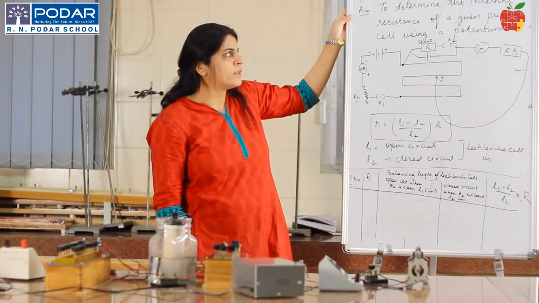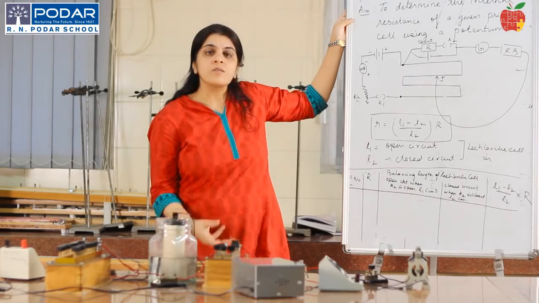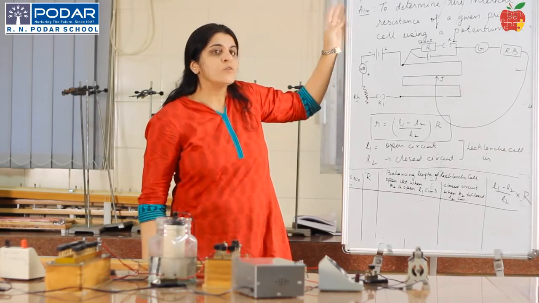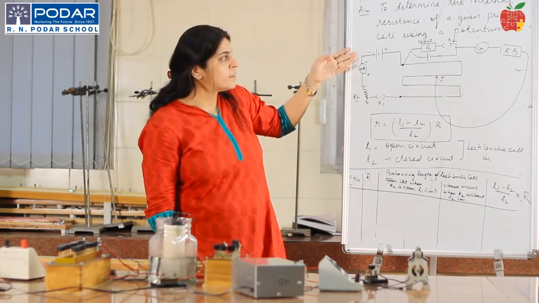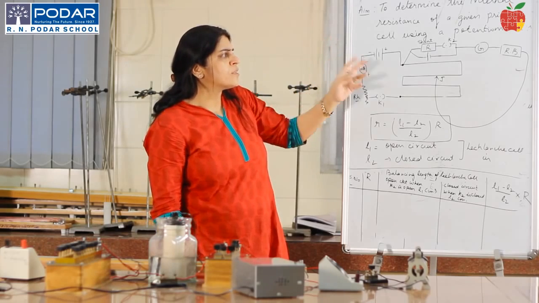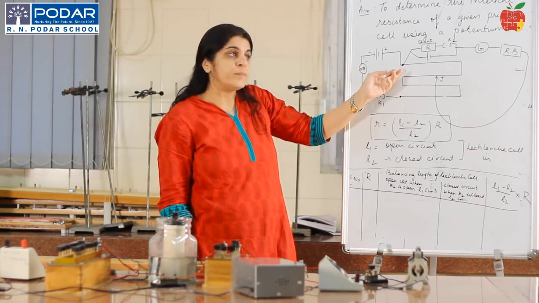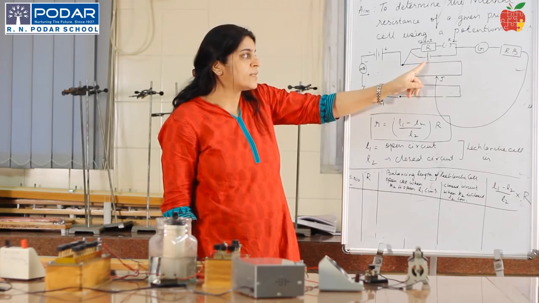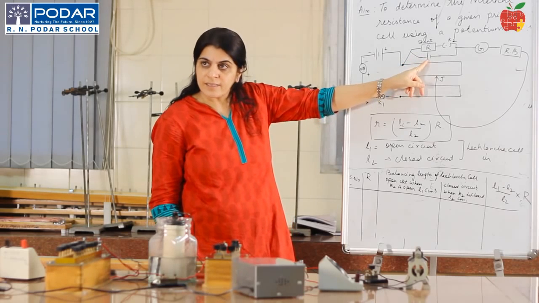Students, our next experiment is to determine the internal resistance of the cell, that is Leclanché cell, using potentiometer. You see here the circuit diagram. The only difference here, as we had done for comparing EMF, here we are finding using only one cell, that is the Leclanché cell here, whose internal resistance we have to find.